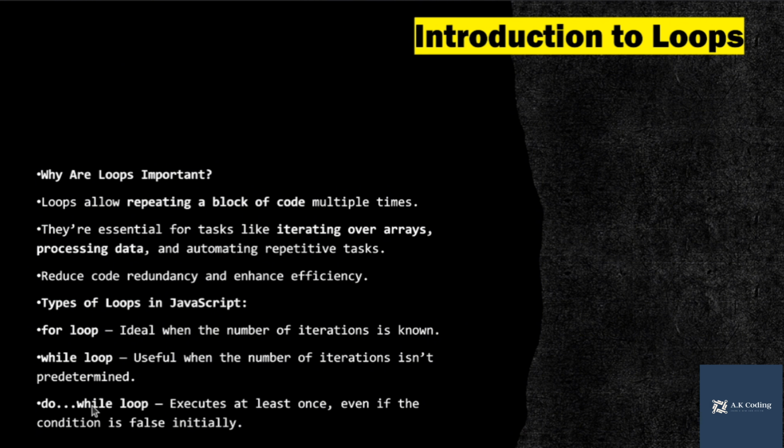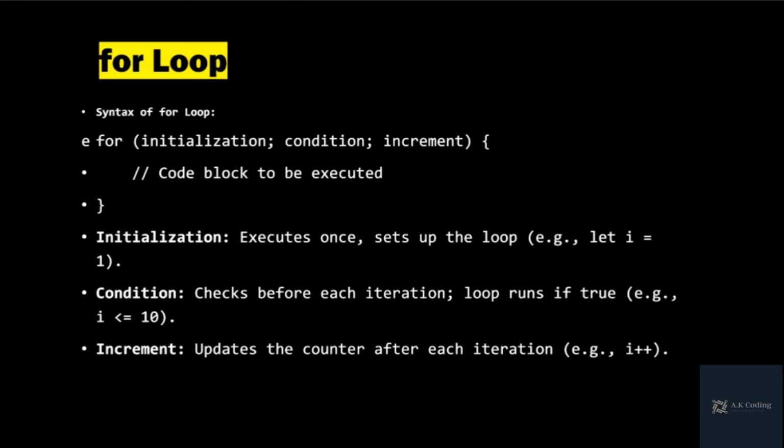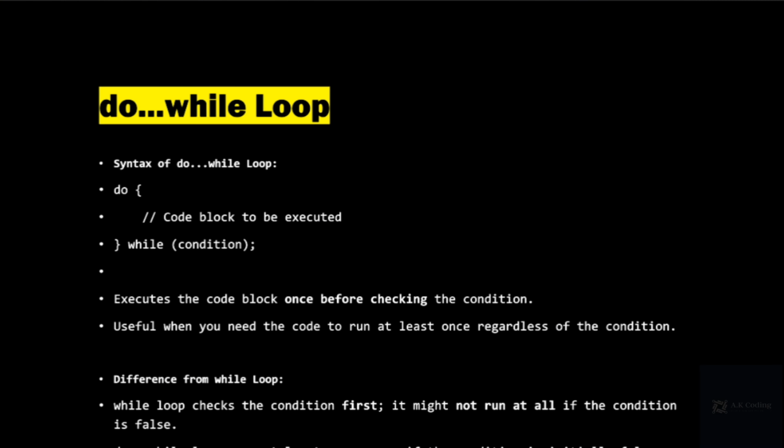And the last one is do while loop. It executes at least once, even if the condition is true. Really? Let's see. So here is the syntax of the do while loop. As you can see, there's no condition in the first line. So there will be do and the curly braces. Inside our curly braces, we'll be writing the code block to be executed. But where's the condition? Condition will be after the curly braces.